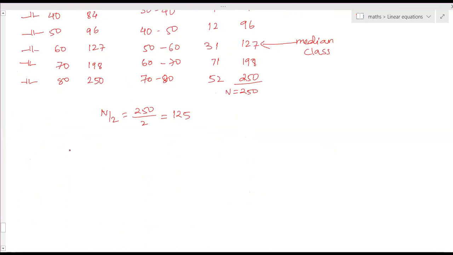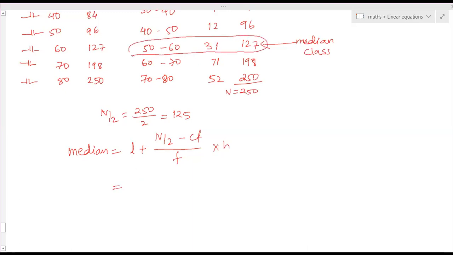And then we find the median by the formula L plus n by 2 minus CF by f into h. The lower limit of the median class, this is the median class, is 50, n by 2 is 125, earlier cumulative frequency 96, frequency 31, class width 10. So 50 plus 29 into 10 by 31, that is 50 plus 290 by 31.